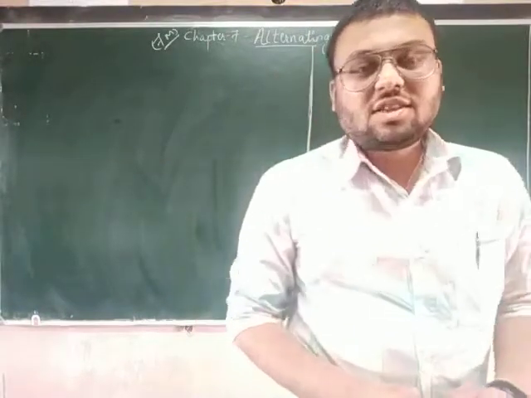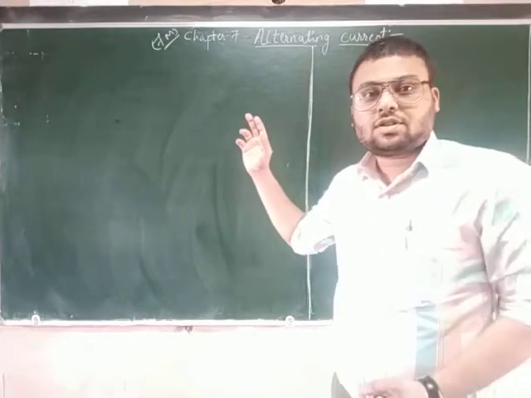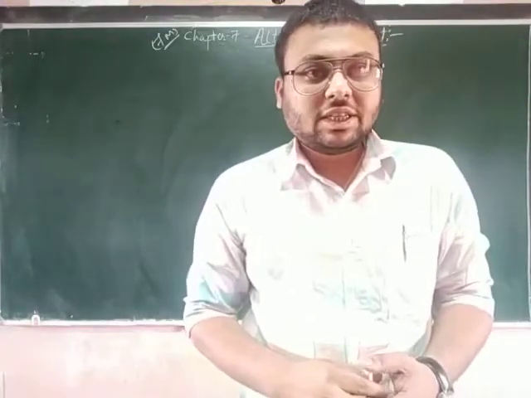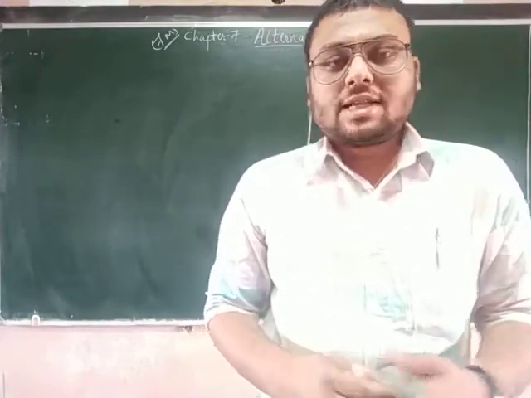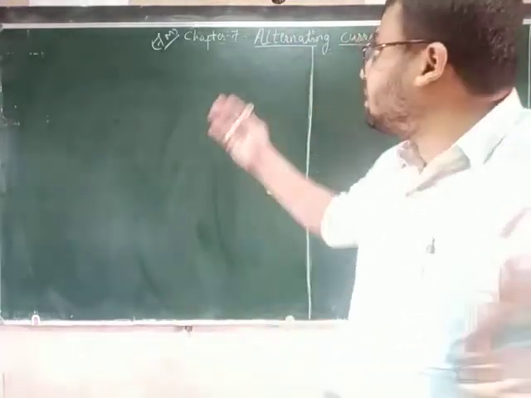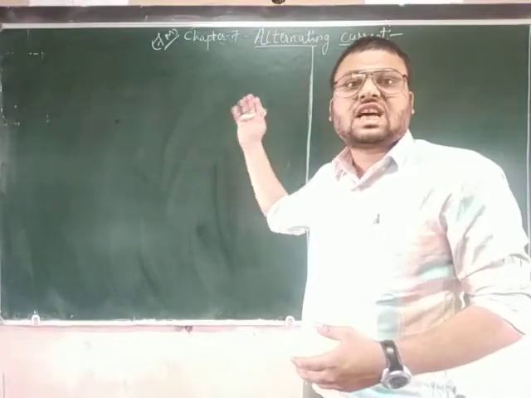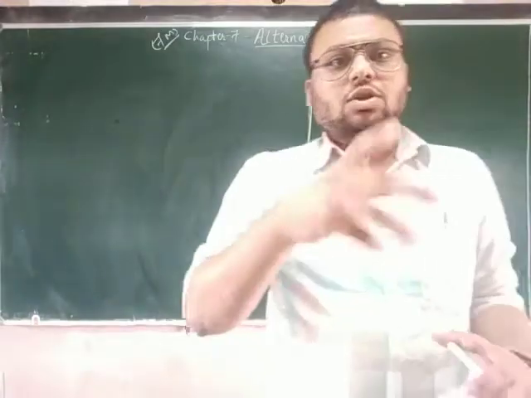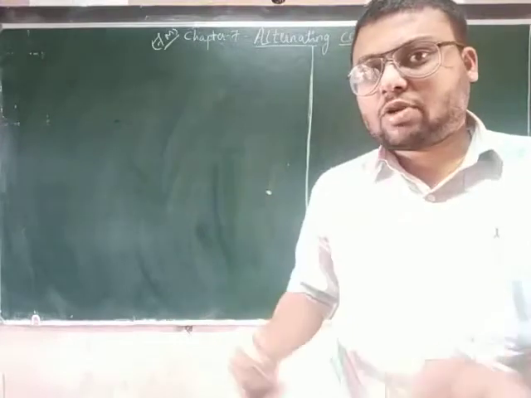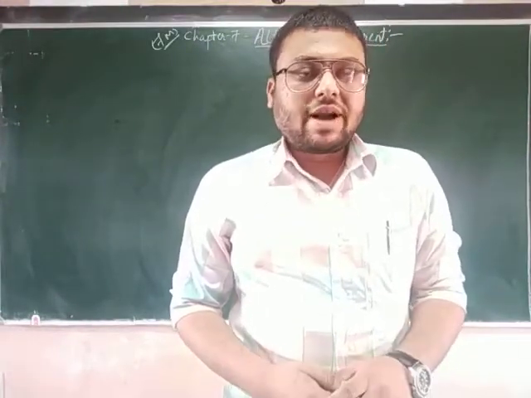Welcome to physics class. Today we are going to study a new chapter. It is chapter number 7, alternating current. As per the previous year's examination blueprint, 7 marks of questions have been asked from this chapter, and those 7 marks include a numerical problem. So from this chapter we are going to get one numerical problem for your annual examination, right? Okay.